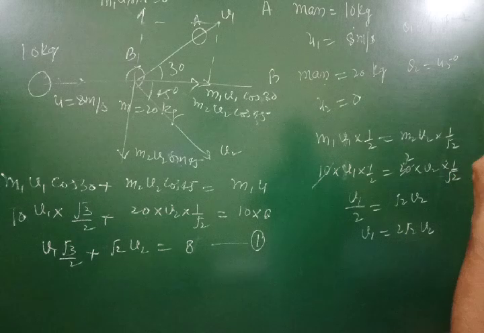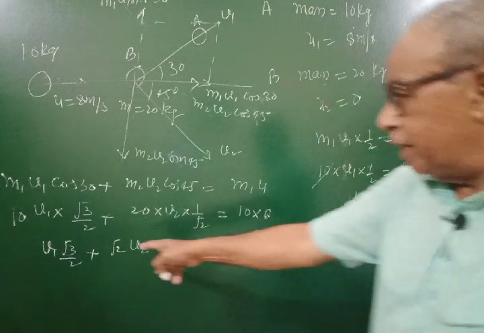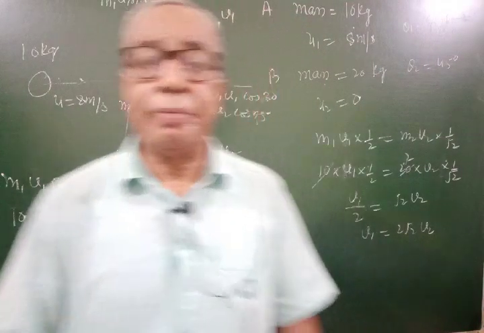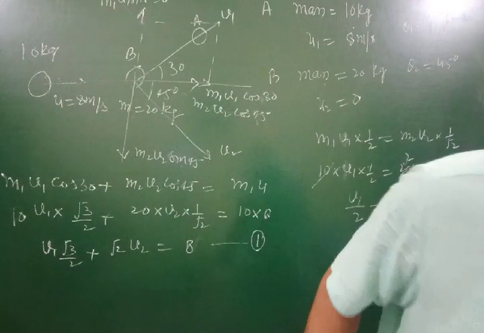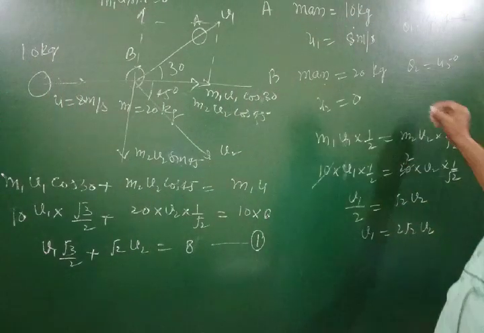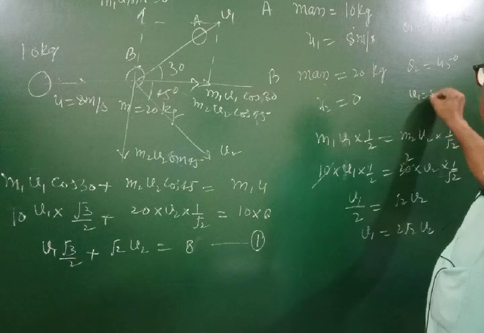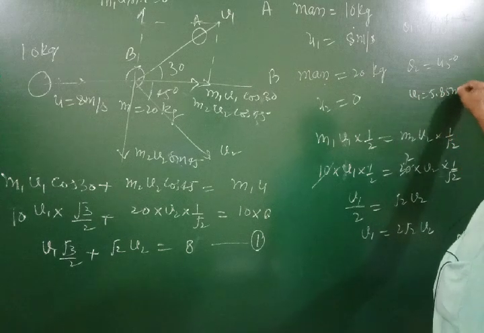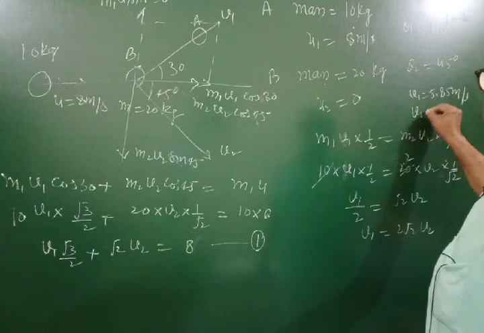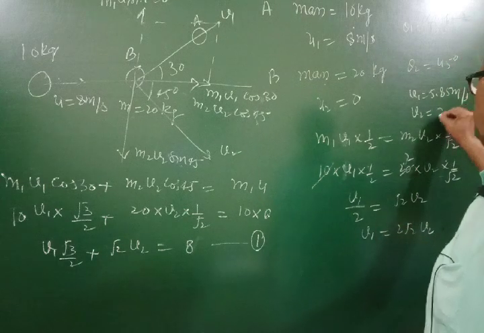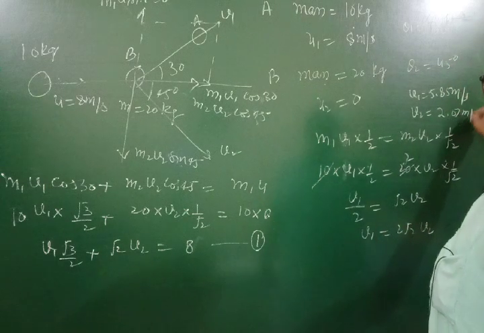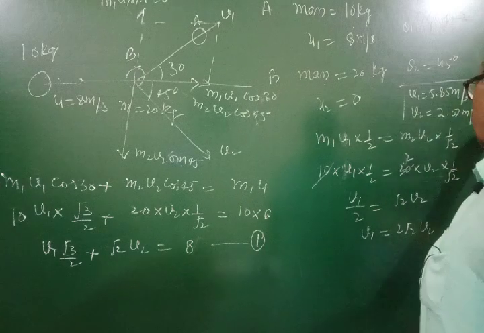So you have got two equations here. Put this value of V1 here and please solve. The answers are V1 equal to 5.85 meter per second and V2 equal to 2.07 meter per second.